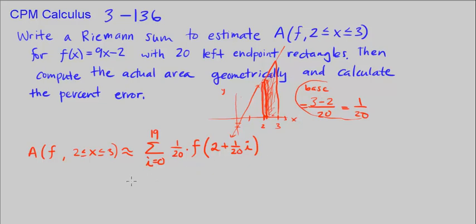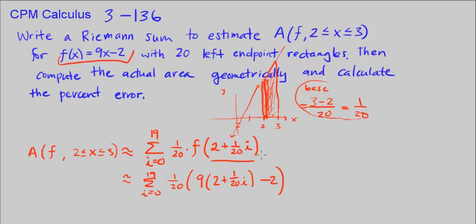So let's go ahead and plug that into our function. So this is still approximately from I is equal to 0 to 19, 1 over 20 times f of 2 plus 1 over 20i, and this is f of x, becomes 9 times 2 plus 1 over 20i minus 2. I'm just plugging this input into f of x.